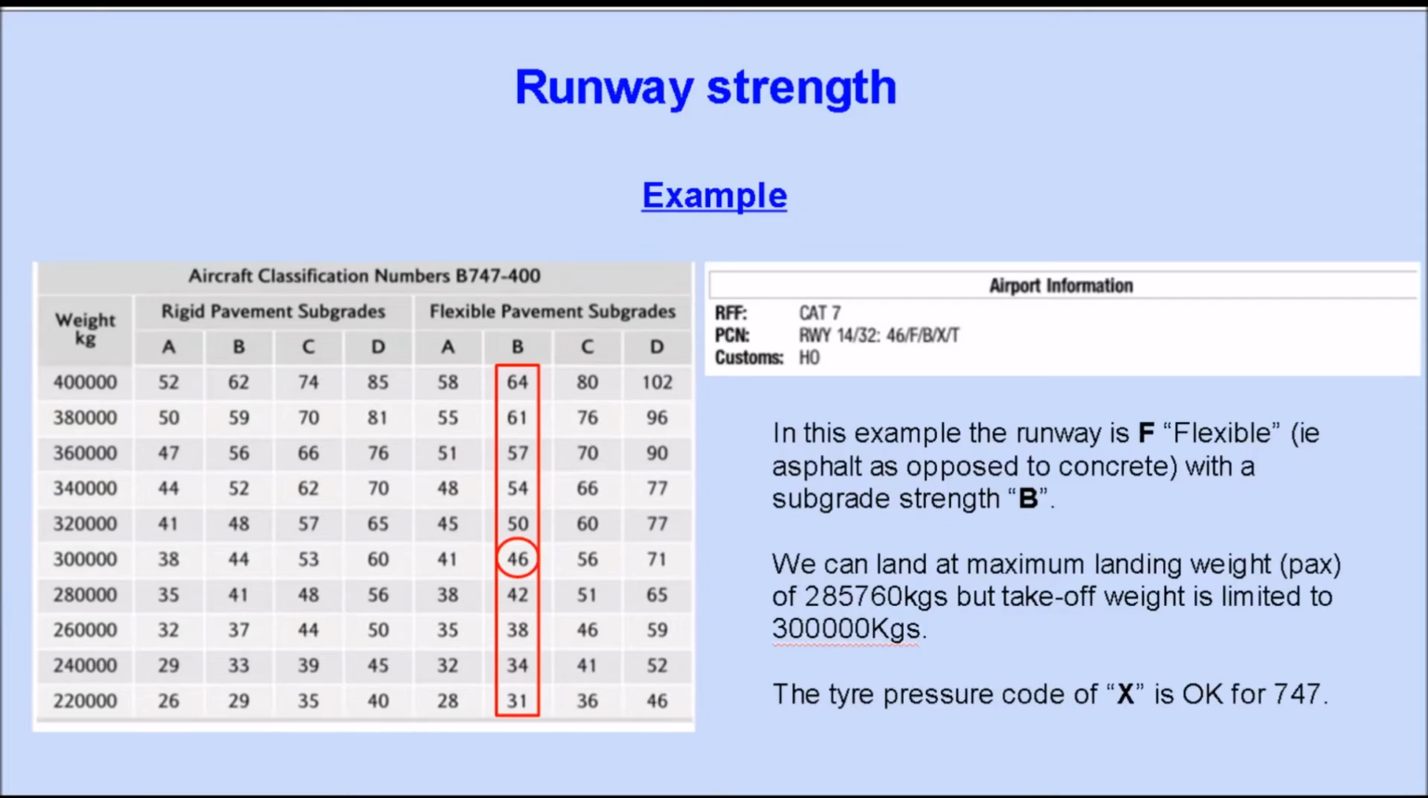So what you do then is you go into your airport information and you find out what your PCN is for the airfield, like this one here, which is 46 F/B/X/T. It's a flexible pavement, subgrade strength B, so we would be in this table, this column here, and we see that the limit is 46, which actually ties in nicely with a maximum weight here of 300 tons. So we can land at our maximum of 285.7, and we can actually take off with a limit of 300 tons. And the tire pressure code of X is okay for a 747.